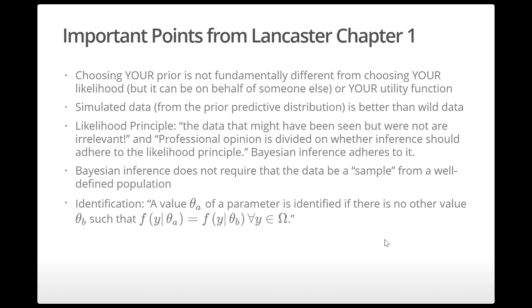The so-called likelihood principle, the principle that the data that might have been seen but were not are irrelevant to inference. And then he says, somewhat tongue-in-cheek, that professional opinion is divided on whether inference should adhere to the likelihood principle, by which he means Bayesian inference adheres to it and frequentist inference does not. Well, most of Bayesian inference adheres to it. You could choose to not, but in general, Bayesian does and frequentist doesn't.